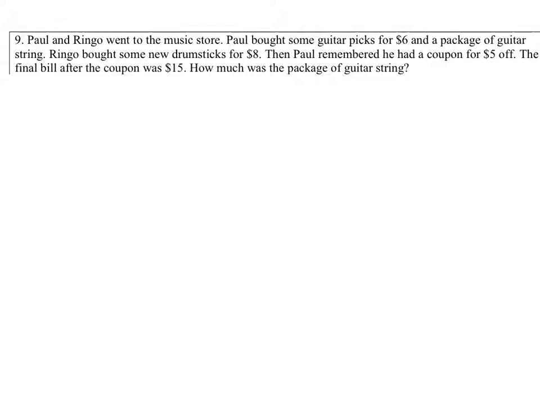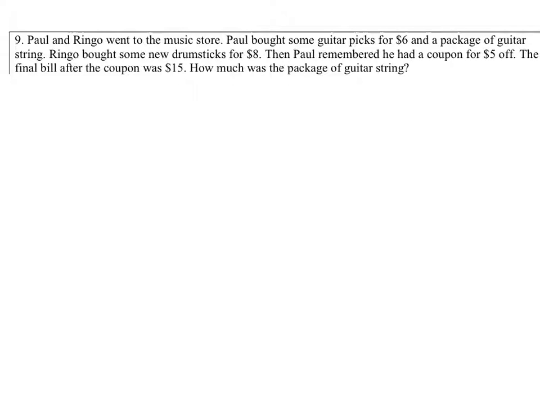All right, Paul and Ringo went to the music store. Paul bought some guitar picks for $6 and a package of guitar string. Ringo bought some new drumsticks for $8. Then Paul remembered he had a coupon for $5 off. The final bill after the coupon was $15. How much was the package of guitar string?